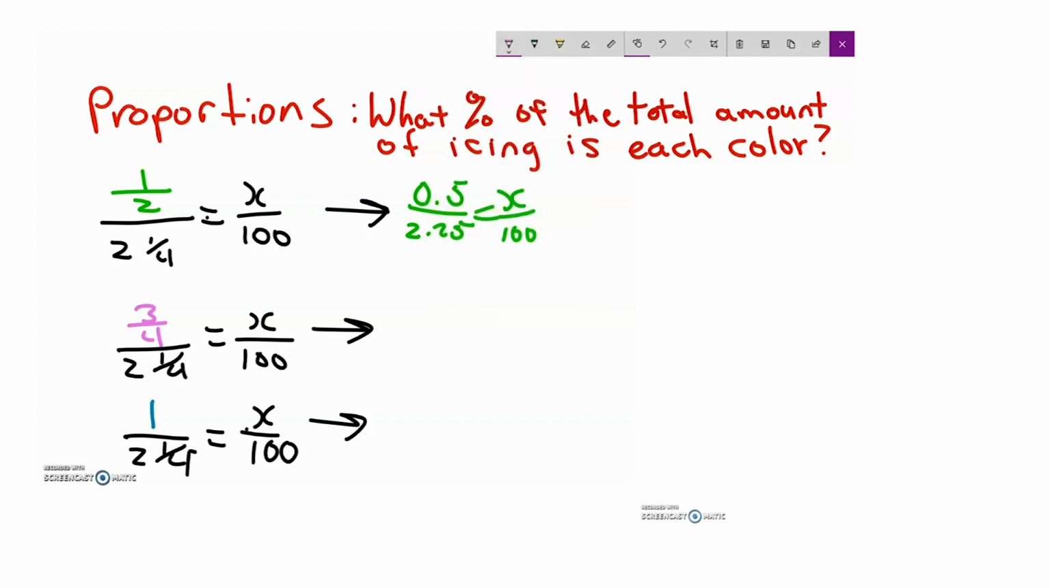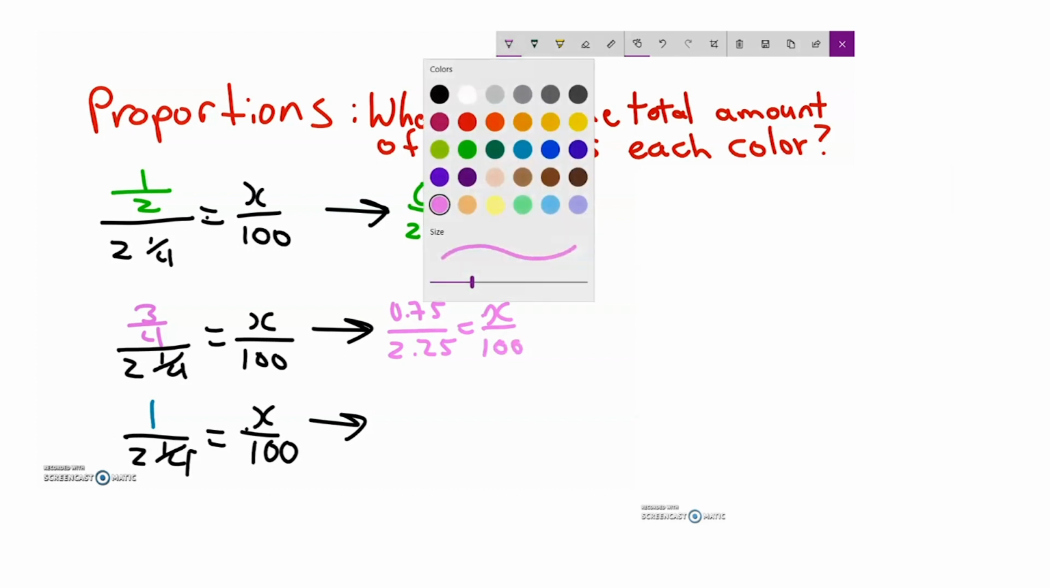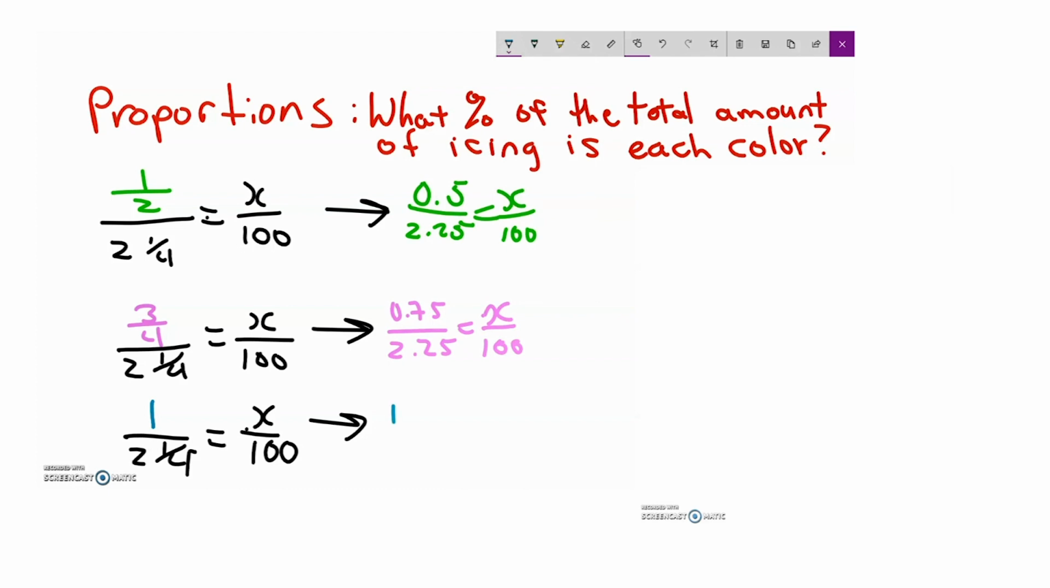Then I'm going to do the pink, which is 3/4 of a cup. As a decimal is 0.75. And we said the total amount of icing that we have when we add those three up again is 2 1/4 cups, which is 2.25. And then finally for the blue icing, we've got 1 cup. I can write that as a decimal, 1.00 over the total, 2.25. And again, that's equal to x over 100. Okay, all that's left to do now is cross multiply and solve for x.